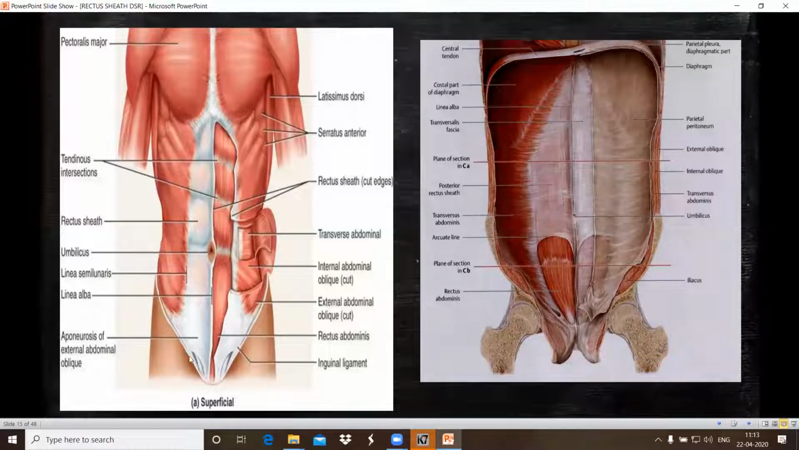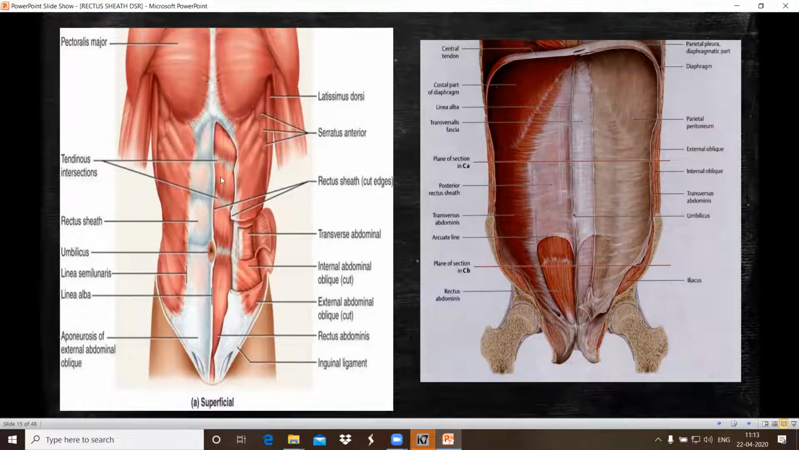So the anterior wall is complete. That means it completely covers the anterior surface of the rectus abdominis from upper end to lower end. But the posterior wall is incomplete. It only covers the middle part of the posterior surface of the rectus abdominis. This is from the posterior view.